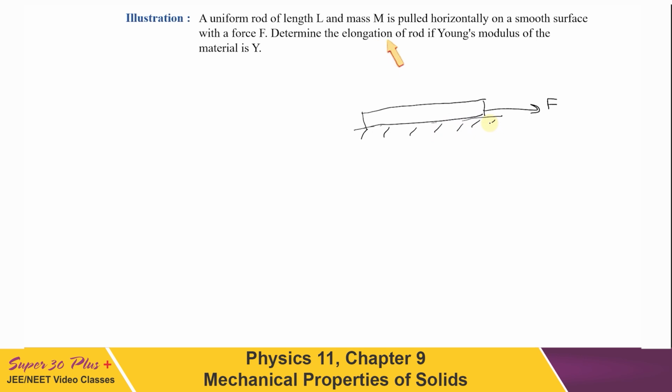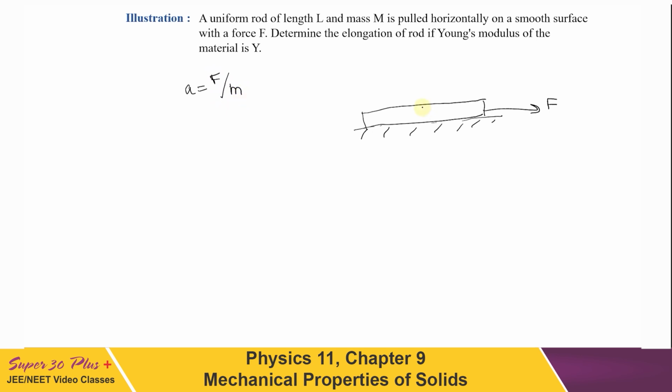Determine the elongation of the rod if Young's modulus of the material is Y. Now under the action of this external force, of course the rod will accelerate because the other end is free to move. It is not attached to any rigid support. So an acceleration must be there, and that acceleration can be written as a = F/m. The magnitude of stress decreases as one moves away from the point of application of force.